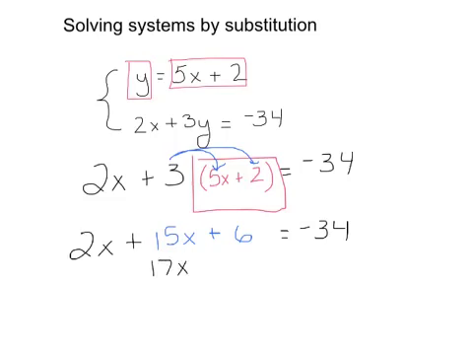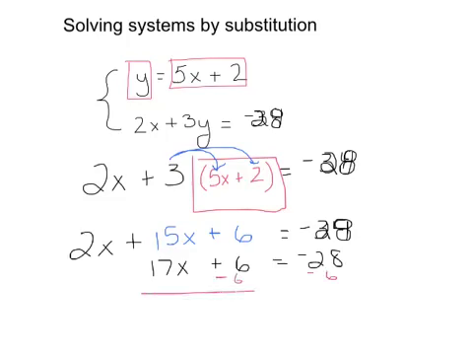plus 6 will equal, and just to make things a little bit easier, I'm going to change this minus 34 to be minus 28 instead, just to make my math a little bit easier. This is going to be negative 28. So at this point, I'm able to subtract 6. The 6's will cancel, leaving me with 17x. It's going to equal negative 34. Divide by 17, divide by 17, x will end up equaling negative 2.